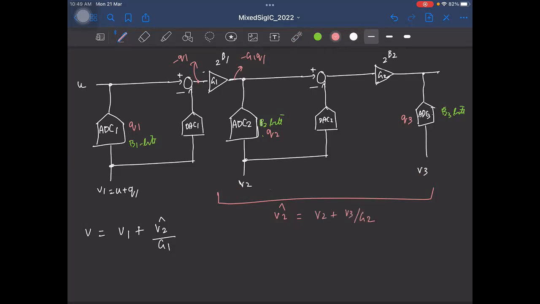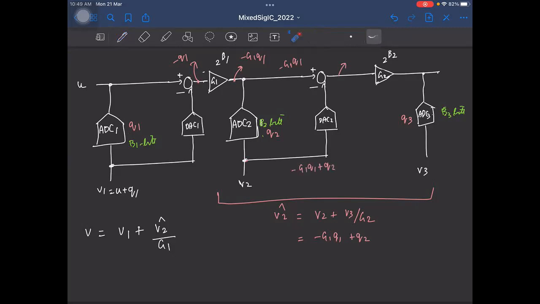Is that fine? Okay. So V2 is essentially what? V2 is this guy minus G1 Q1 plus Q2. So what will be this fellow? I have the input plus quantization noise here. So input is getting subtracted from input plus quantization noise. Take care of these signs. No, this is minus G1 Q1. Here it is minus G1 Q1 plus Q2.